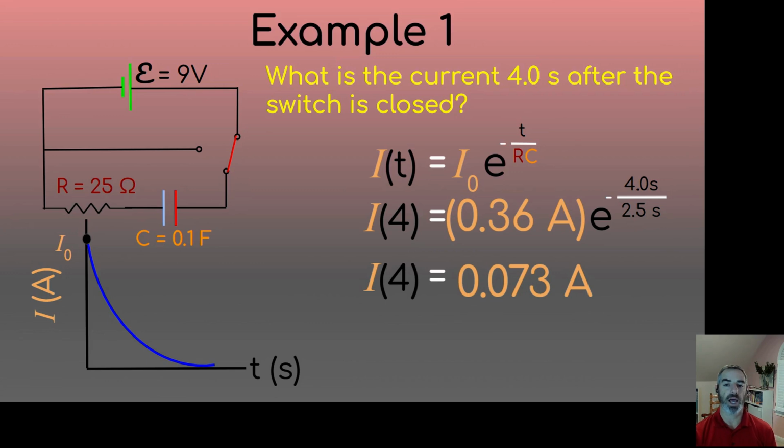Now, remember, a time constant leaves 37% of the current remaining, or we're a little bit over a time constant, but not quite to the second time constant, being 4 seconds. So the current should be decreased from 0.36.